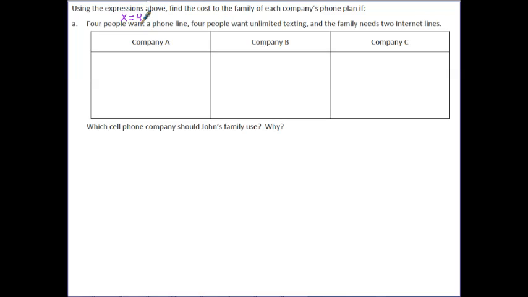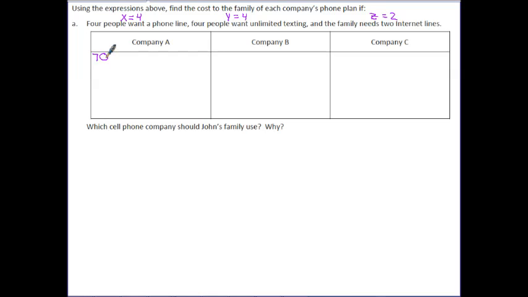4 people want unlimited texting, which was our Y value, so Y is also going to equal 4. And the family needs 2 internet lines, which was represented with our variable Z, so Z is going to equal 2. So essentially what I'm doing is plugging these numbers into the 3 expressions. So let's go through and evaluate.